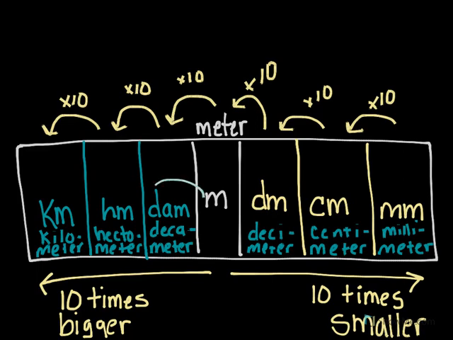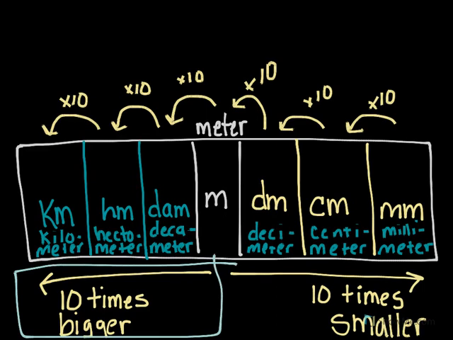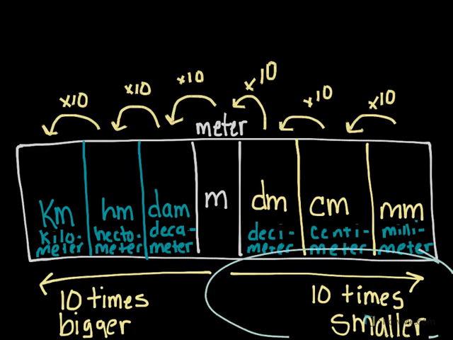And then we have a decameter. A decameter is 10 times as big as a meter, which then goes to a hectometer, which is 10 times as big as a decameter. And a kilometer is 10 times as big as a hectometer. So we can see this way, everything is 10 times bigger than a meter. And this way, everything is 10 times smaller.